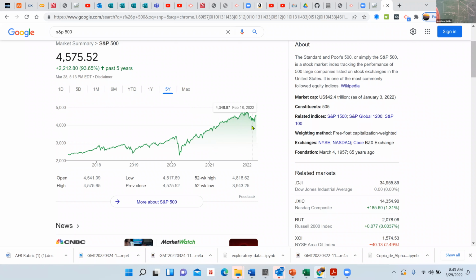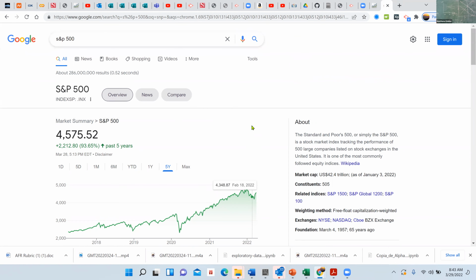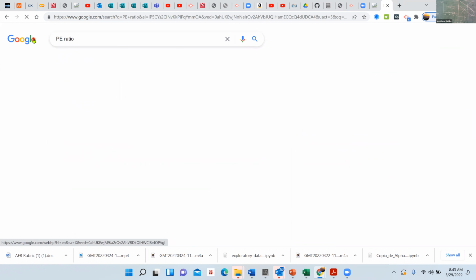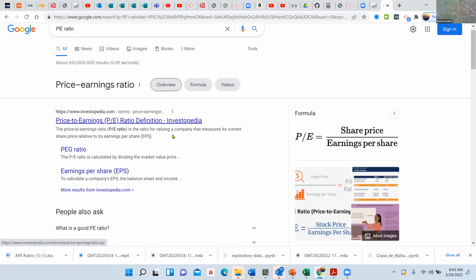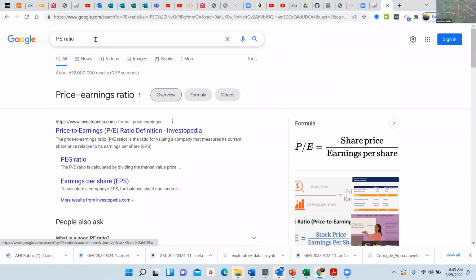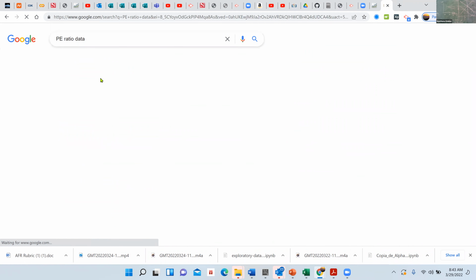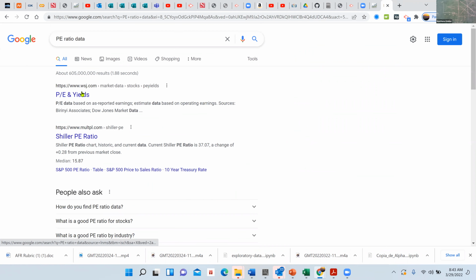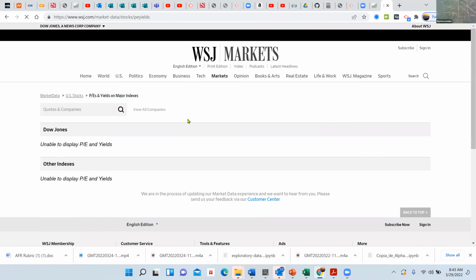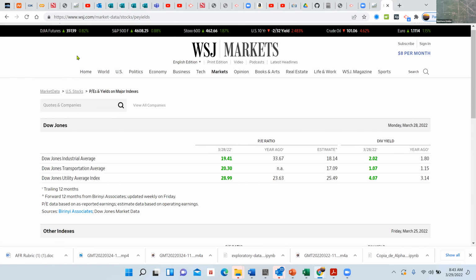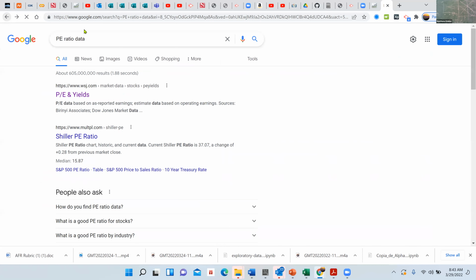If we looked at things like PE ratios, we could look at PE ratios. So we can find some data on that. PE ratio data. PE and yields. I wonder if that's going to give it to us. I want a graph. I don't want just a snapshot. I want it over time.